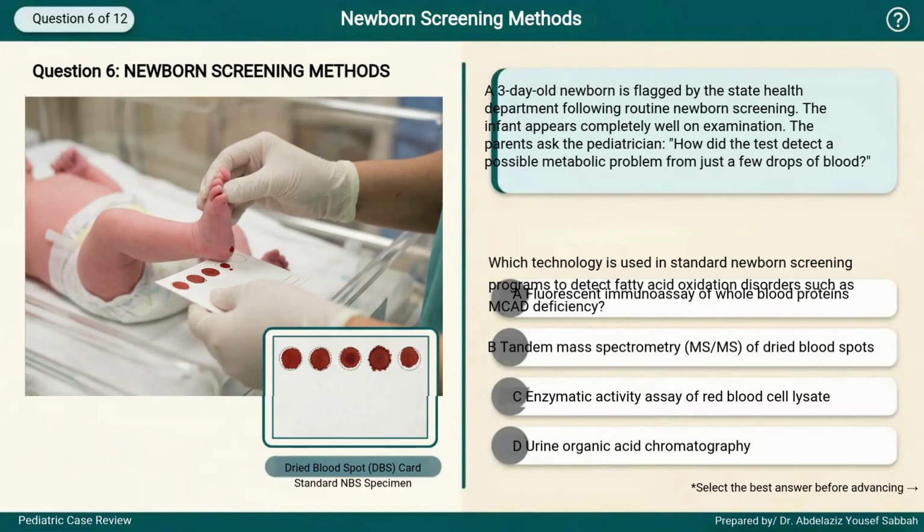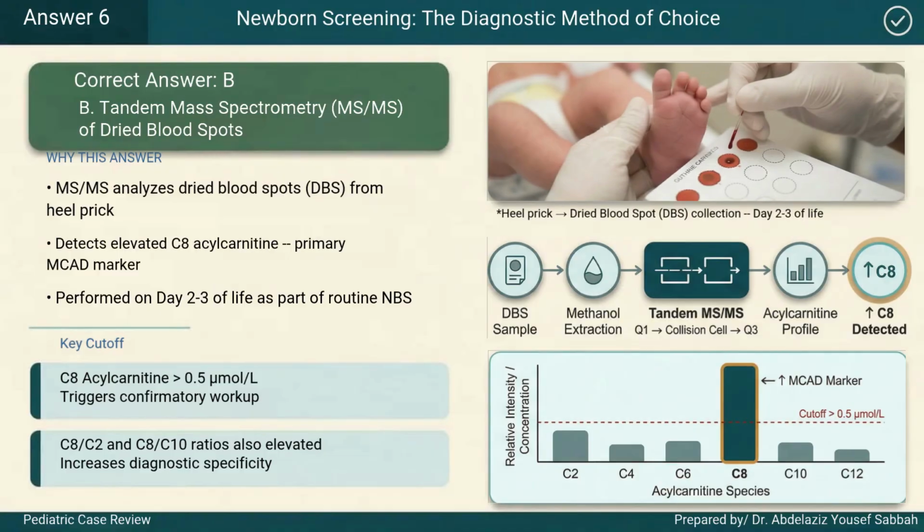fluorescent immunoassay of whole blood proteins. Option B, tandem mass spectrometry of dried blood spots. Option C, enzymatic activity assay of red blood cell lysate. Option D, urine organic acid chromatography. The correct answer is option B, tandem mass spectrometry of dried blood spots.